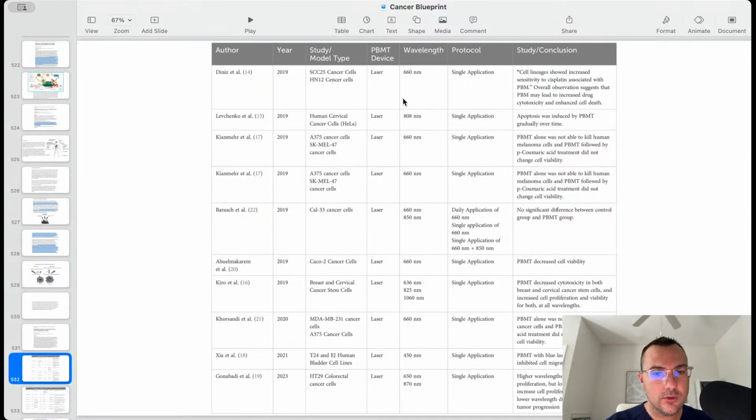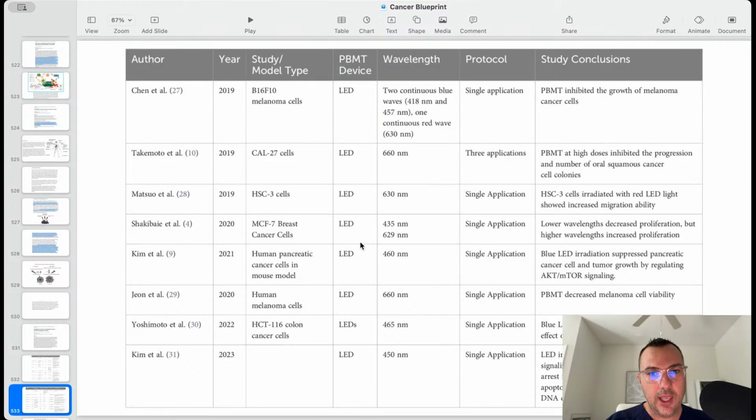But what I'm going to double down on is that, look, the protocol is a single application. Okay, this one had daily, but a single application. They all say single application. And you go to the LED studies and you see the same thing, single application. Okay, this one got 3 applications, and then it showed the study conclusions. They're able to make a conclusion completely about red light therapy when you're studying it with one single application, or maybe 3 or 4 applications.